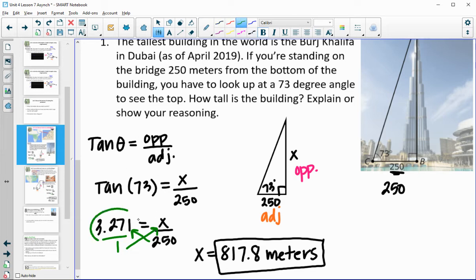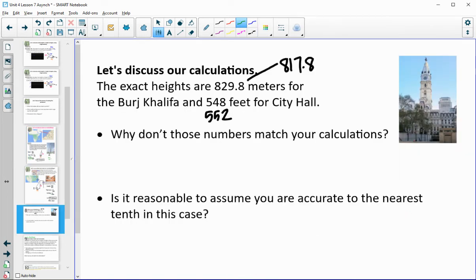We also round here in the tangent decimal. Okay, so we rounded in the tangent decimal. Again, that's going to give us some different answers. Rounding here in the angle, maybe it was 73.1 degrees, or maybe it was 72.7 degrees. Okay, all of those are going to produce different answers. Okay, same for the City Hall in Philadelphia. Okay, so we had a lot of rounding.